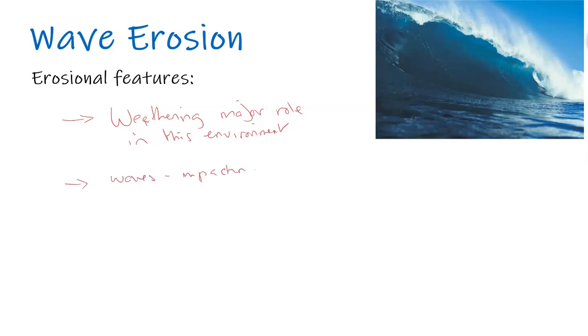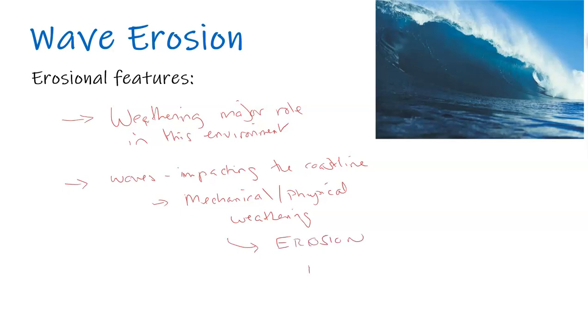So before we get into the actual particulars of the erosional features and list them out and show you diagrams, it's clear to state that weathering plays a major role in this environment, with the sheer force of waves impacting the coastline or the rock or the sandy beach. You're going to have the mostly mechanical, or sometimes we call it physical, weathering taking place along the coastline.